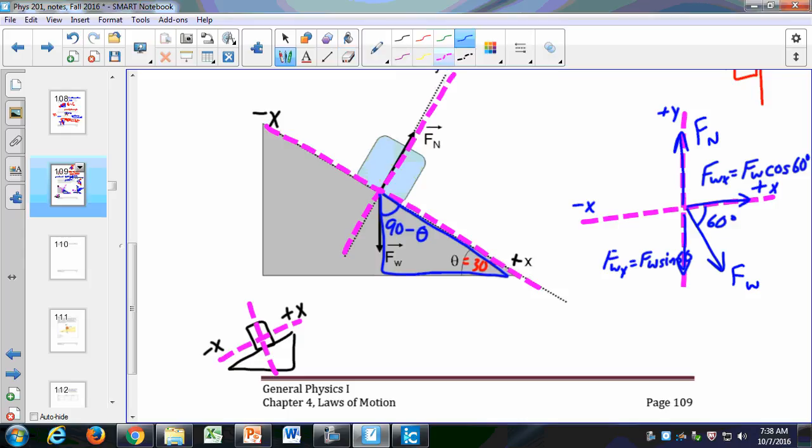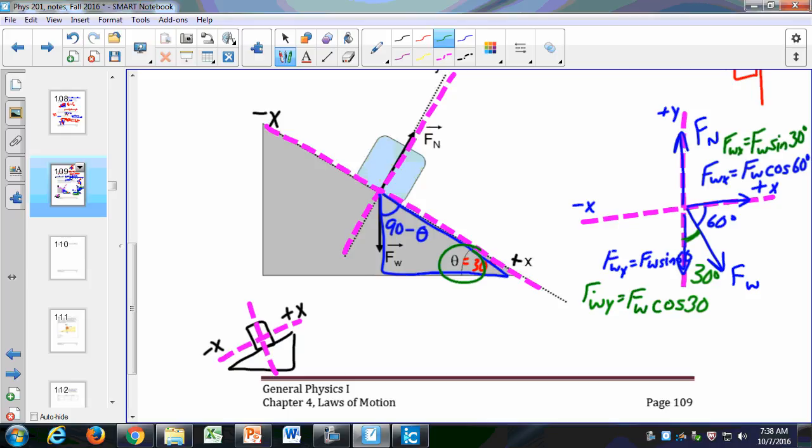However, I want to show you, because sometimes other people will do this, that instead of using 60 degrees, they use this angle, which is 30 degrees, which is the same angle as the inclined plane. And notice that here my x and y components become a little bit different. F_Wy is equal to F_W cosine of 30, and F_Wx is F_W sine of 30.